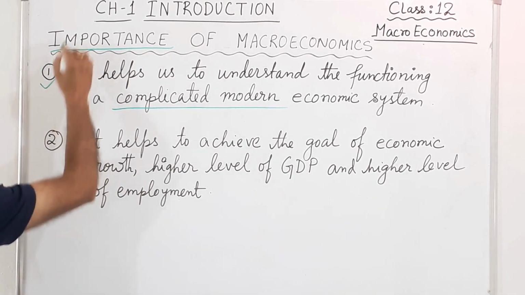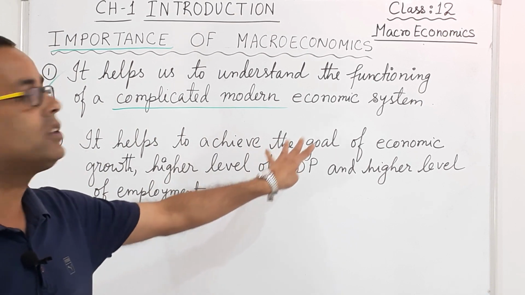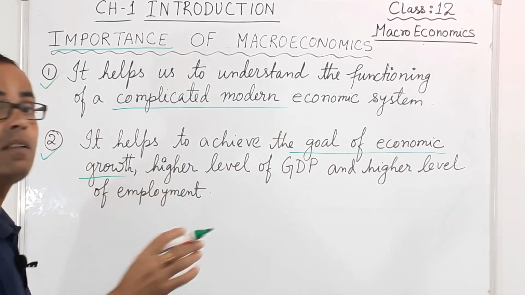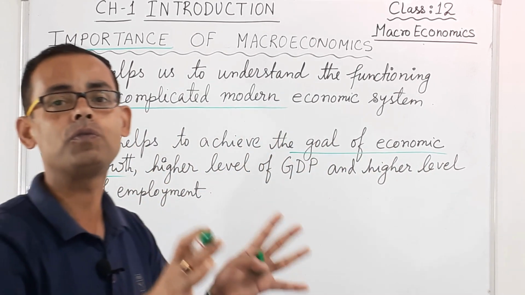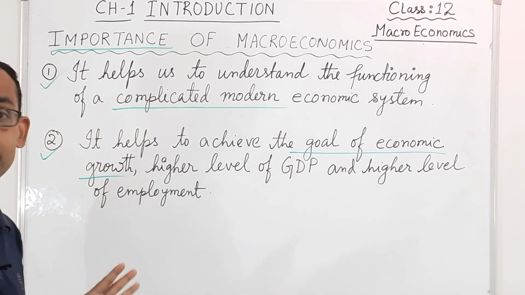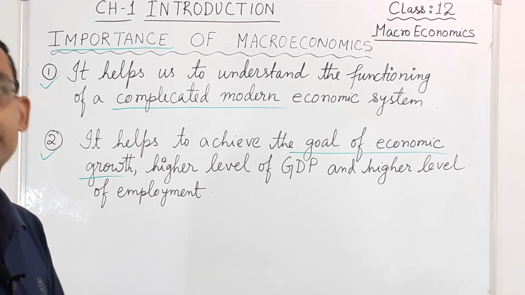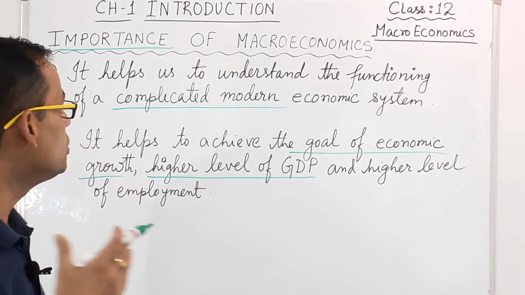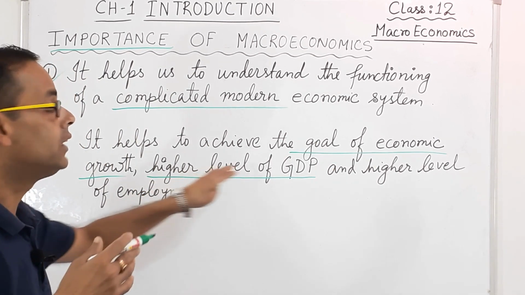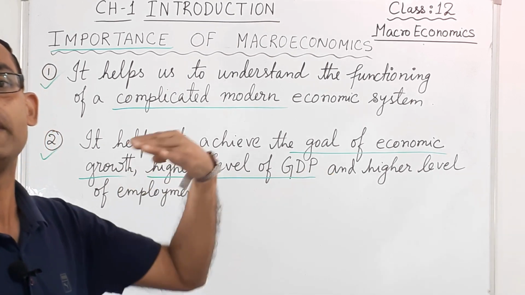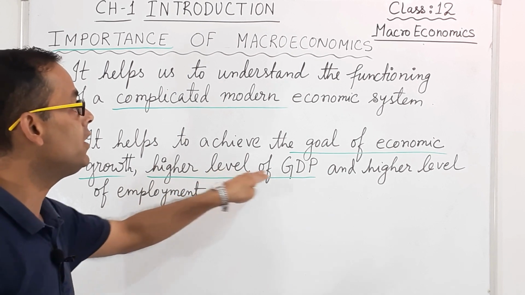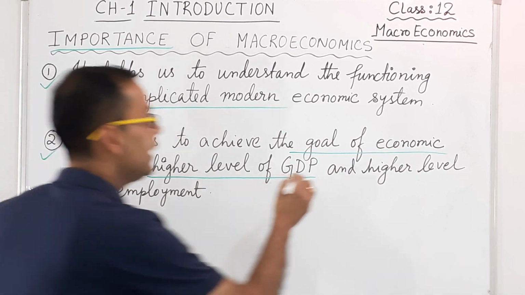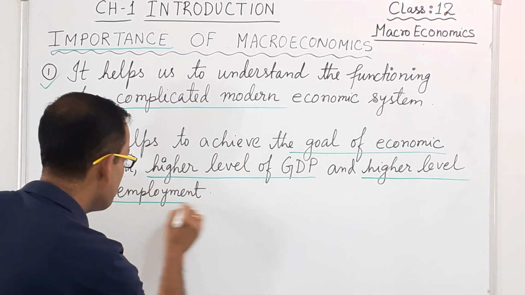Then the second one: it helps us to achieve the goal of economic growth. The goal of economic growth means it helps us to determine the economic growth of any country. Then a higher level of GDP. It helps us to understand how the gross domestic product will increase, so a higher level of gross domestic product, and a higher level of employment.